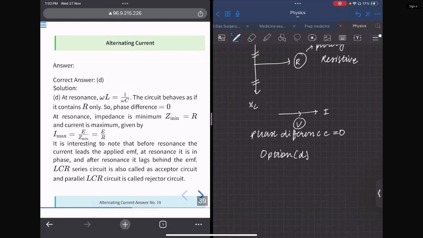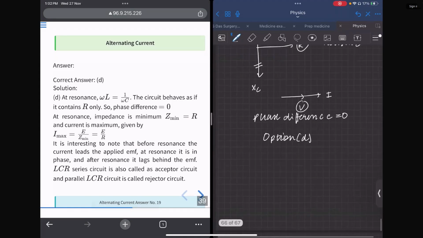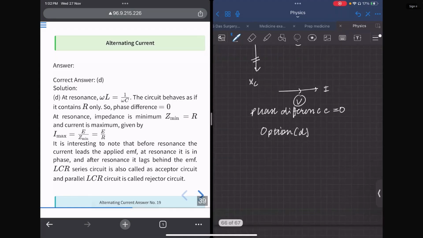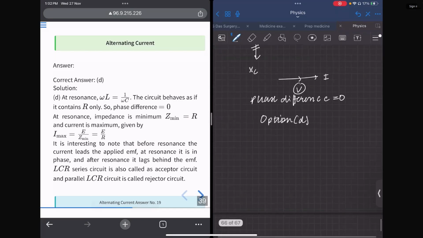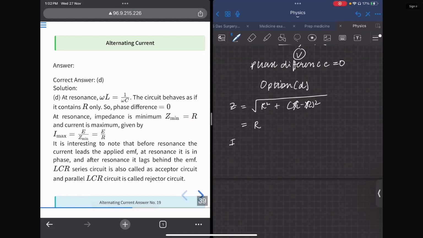Moving on to the next one, they have also given the solution for this particular question, that at resonance, omega L is 1 by omega C. So the circuit behaves as if it contains R only. It contains only the resistor. So phase difference is 0, and at resonance, impedance is minimum. What is impedance? Impedance is represented by Z, which is equal to under root R square plus XL minus XC whole square. So XL is equal to XC. So Z is equal to R. And current, which is represented by I, is maximum at resonance. Okay.